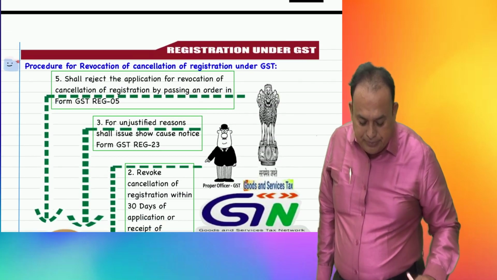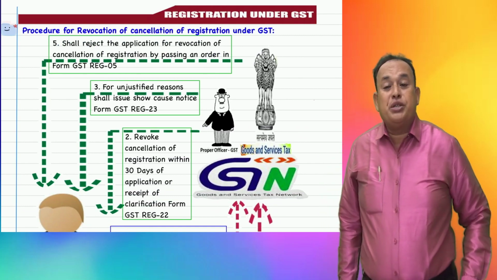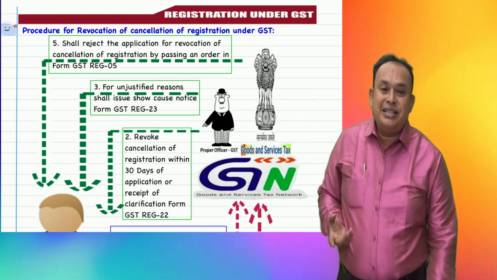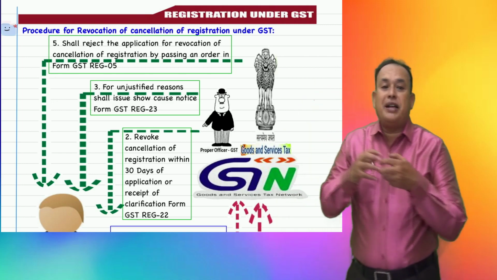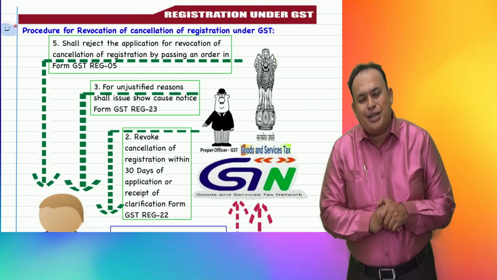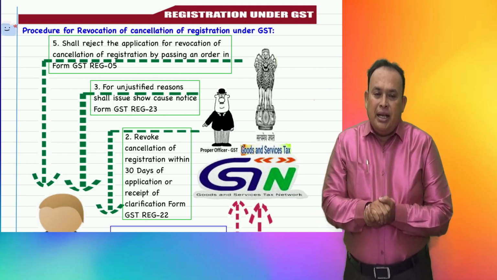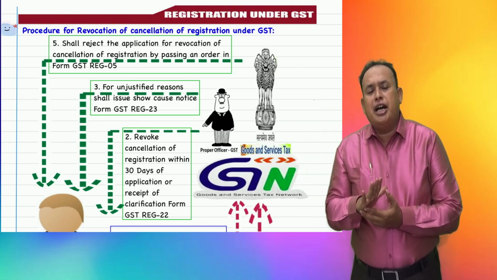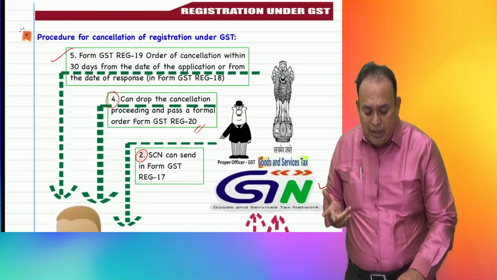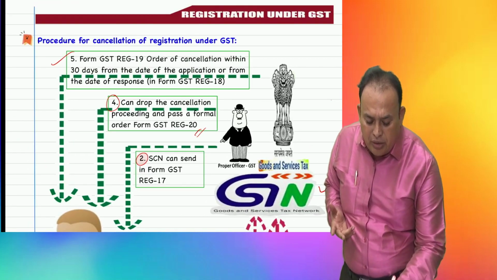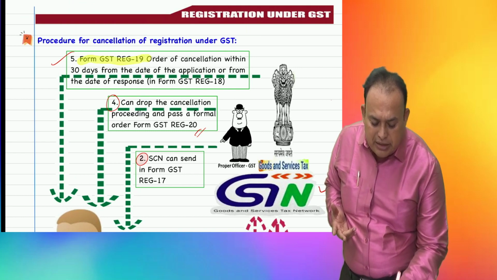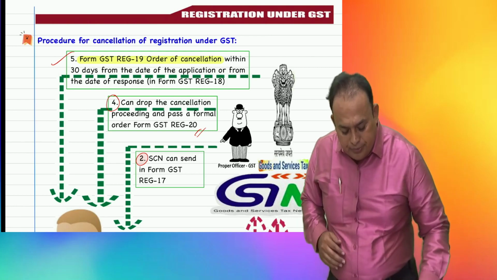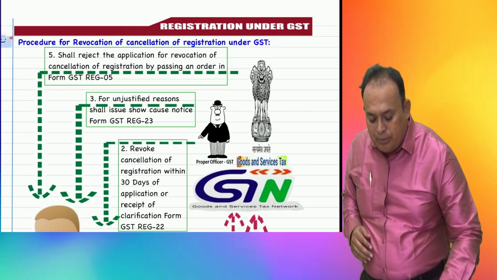Further, my dear friends, the procedure for revocation of cancellation of registration. What do you mean? How to understand this? Sir, a cancellation order has been issued in GST REG 19, namely the order of cancellation. From GST REG 19 being issued, cancellation of registration takes place.